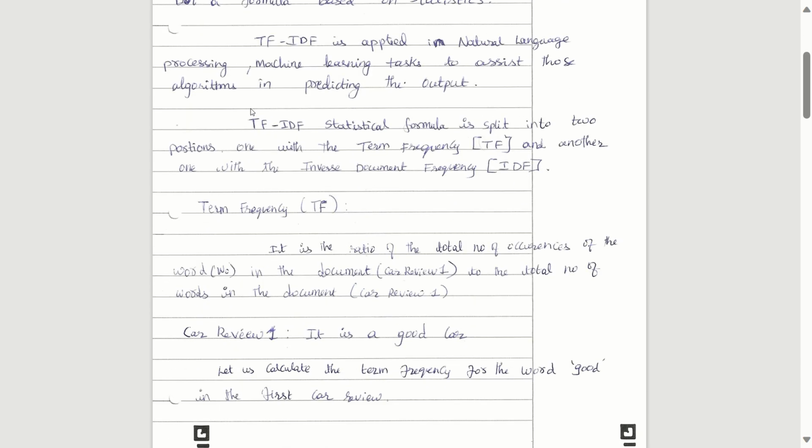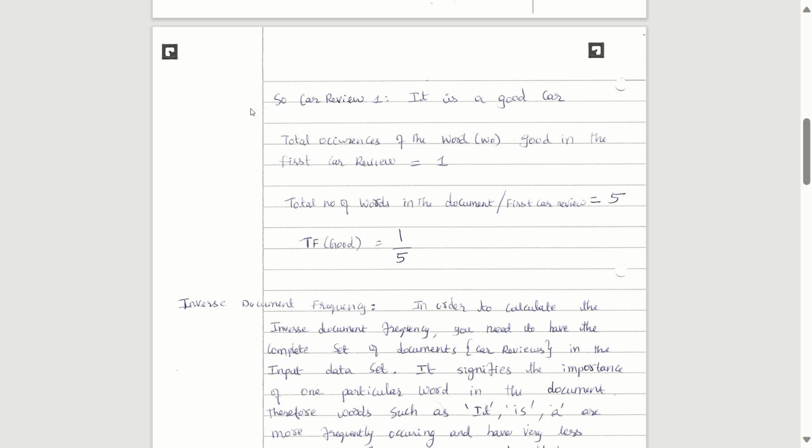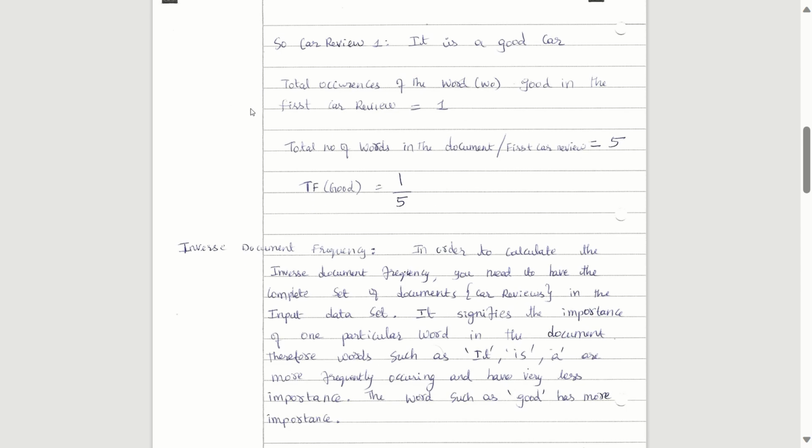Let's take a car review, say "it is a good car." That is the review given by the customer. Let's now calculate the term frequency for the word good in the first car review. As you can see, the word good appears only once in this car review, so the number of occurrences is 1. The total number of words in "it is a good car" is 5. So it's 1 by 5. So we have now come to the end of the first portion of TF-IDF, term frequency.